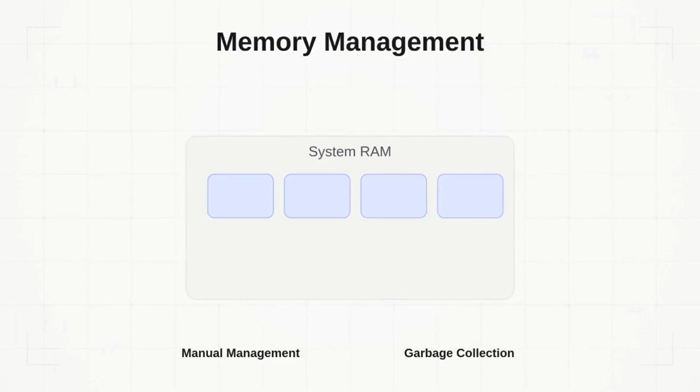Historically, programmers had to decide exactly when to grab a piece of memory, and more importantly, exactly when to put it back. Today, we have two primary philosophies: manual management, where the developer is the architect, and garbage collection, where the system acts as an automated janitor. Understanding the friction between these two approaches is fundamental to choosing the right tool for your specific application's needs.